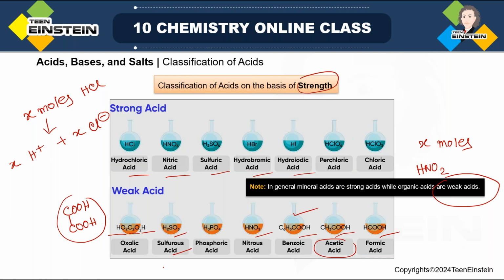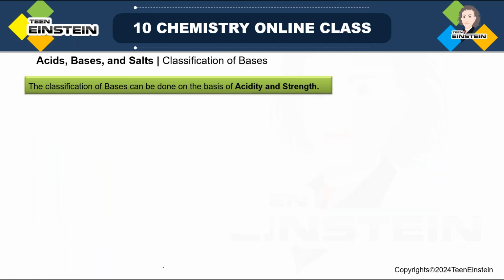Next we will see the classification of bases. Just like acid, here also there are two different ways on the basis of which we will do the classification. One is based on acidity and another one is based on strength. So for the classification of bases, we will first see how it is on the basis of acidity.